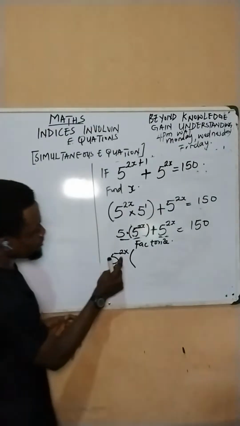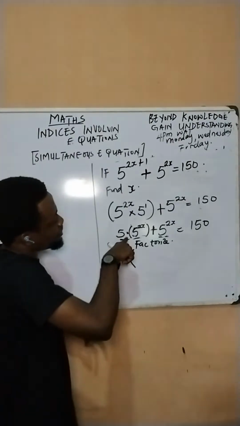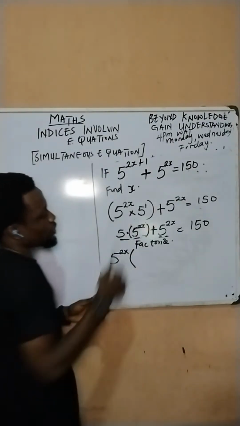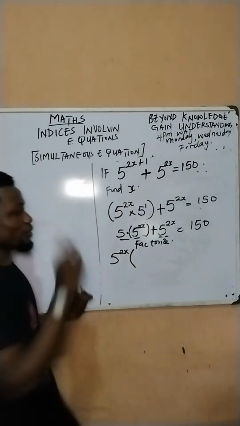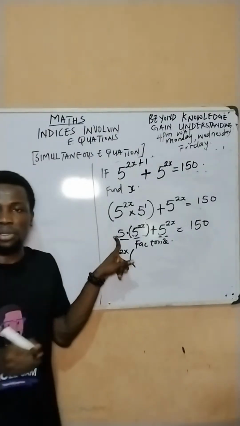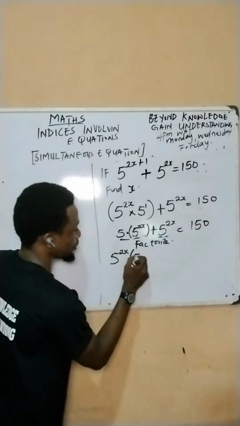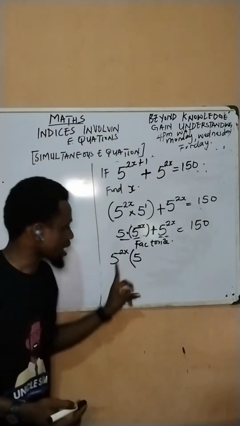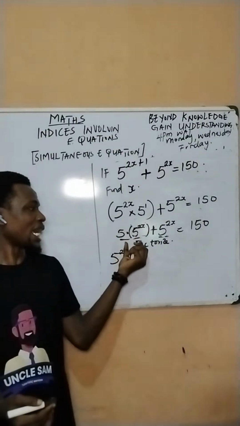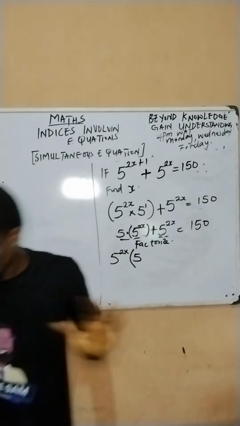So if 5 raised to the power of 2x divides 5 raised to the power of 2x, it will simply cancel out. What is remaining is just 5. So 5 will remain. If I go ahead and expand back, 5 raised to the power of 2x multiplied by 5, voila, it will give me back this. So there's nothing much that we're doing here.